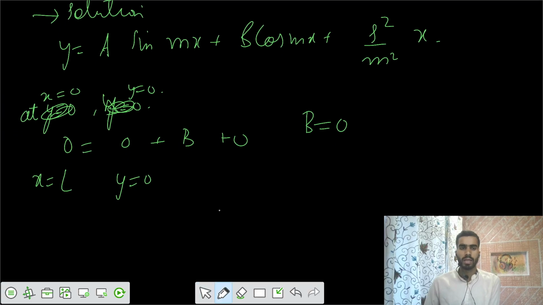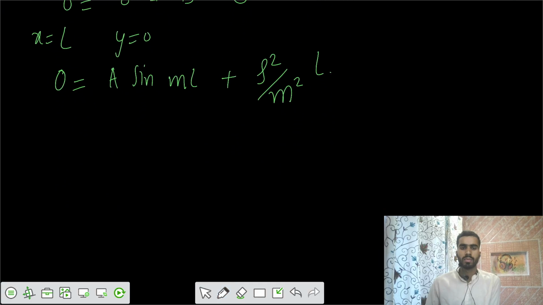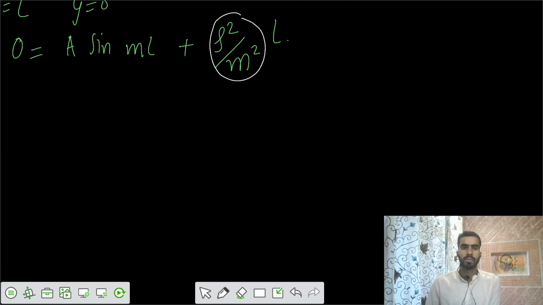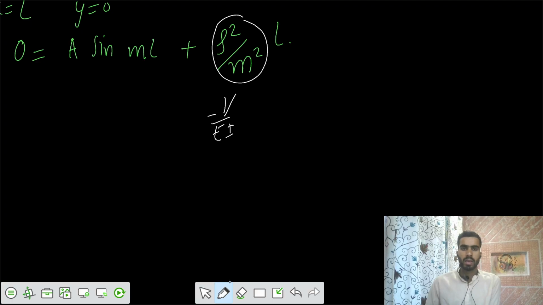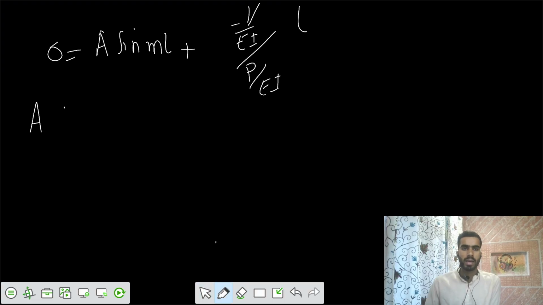If I use that equation now, delta is 0 at x equals L, so A sin ml, plus, this one is already 0, and we are left with (s²/m²) times L. Now if I substitute the values of s² and m², the value of s²/m² is minus (V/EI) divided by (P/EI), that is minus V/P. So A sin ml plus (s²/m²)L equals 0, so we got A sin ml equals (V/P) times L.